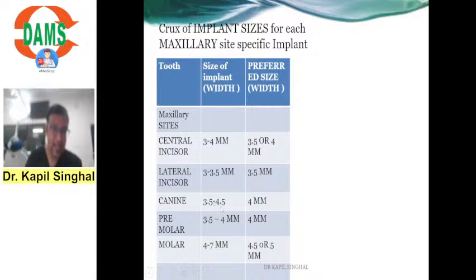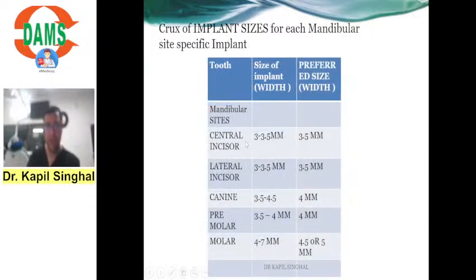If it is a canine, it is 3.5 to 4.5 and the preferred is 4. If it is a premolar, 3.5 to 4 and the preferred is 4. If it is a molar, 4 to 7 and the preferred is 4.5. Now, similarly for a mandibular incisor, the range is the same everywhere, but the mandibular central incisor is smaller compared to the maxillary central incisor. So the range here would be 3 to 3.5 and the preferred diameter is 3.5. The rest of the sizes are the same.